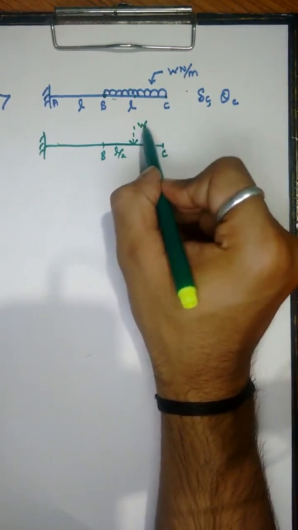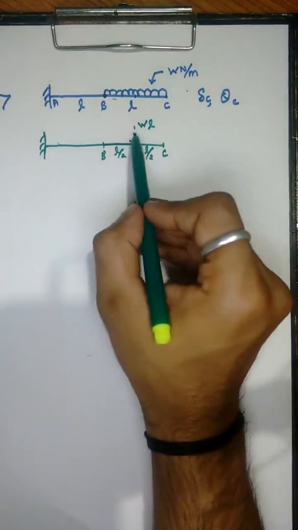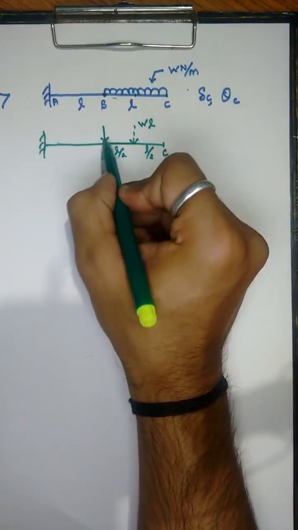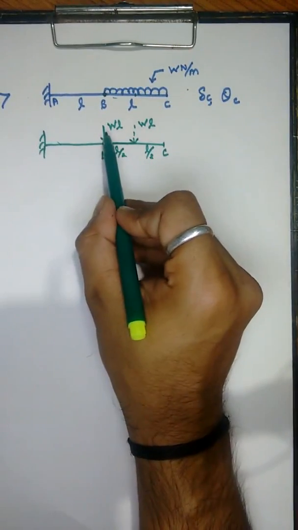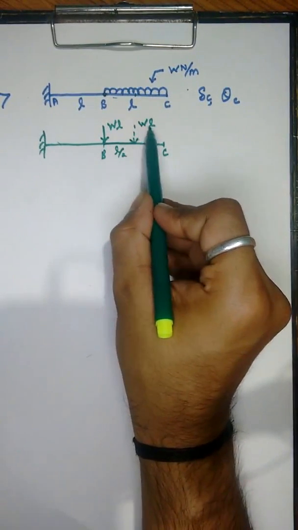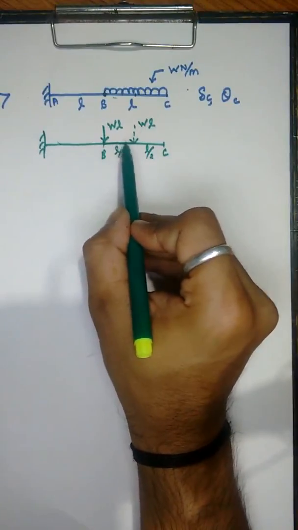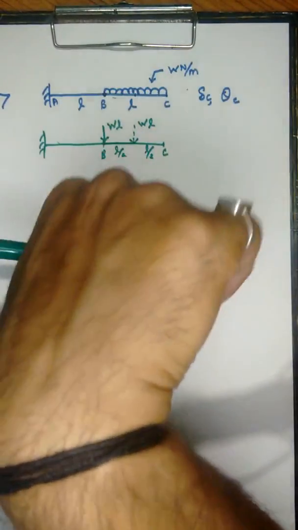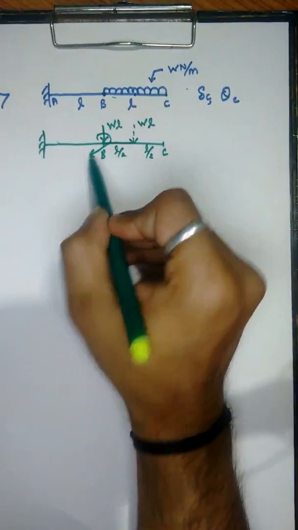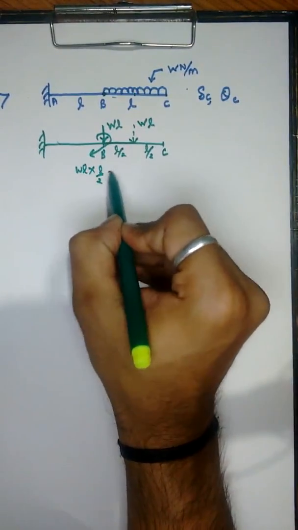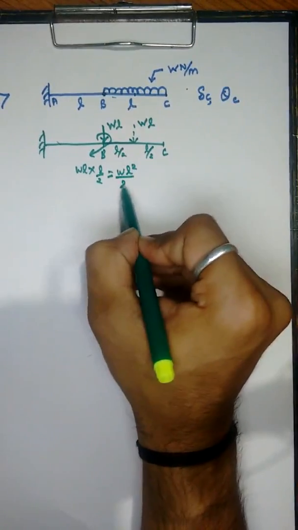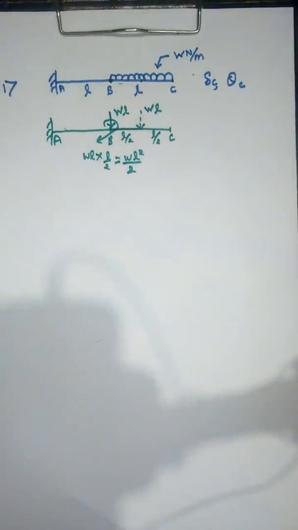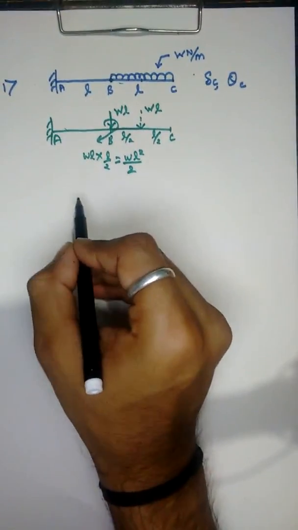The magnitude will be W into L. So now we have to shift this WL to point B. So here we get W into L, a point load at B, and a moment of WL into L by 2 in the clockwise direction, because this is in the downward direction. WL into L by 2 is equal to WL square by 2. So in this way we shift the load. Now we will draw the deflection curve of the beam.